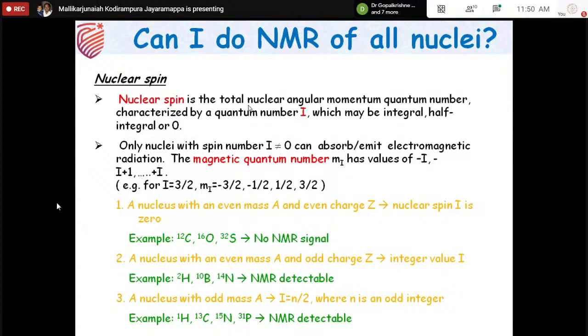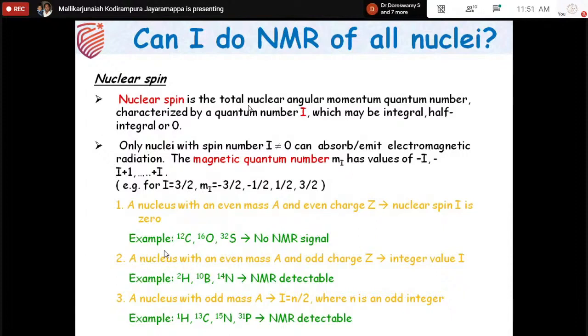As examples, take a nucleus with even mass number and even charge, that is, even atomic number. Even-even nuclei, such as carbon-12 (6C12) and oxygen-16 (8O16), pair up with each other. Whenever they pair up, the net magnetic moment will be 0. We can understand this using the nuclear shell model. We will not spend much time over that.